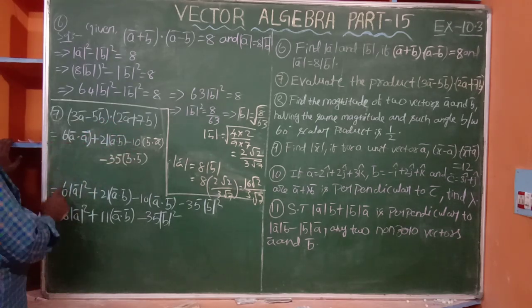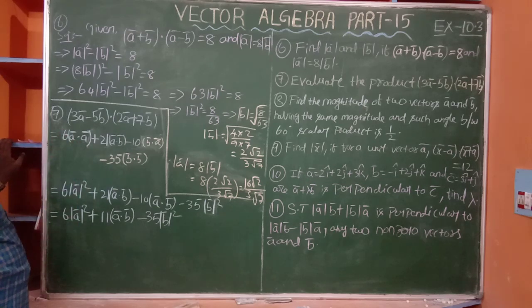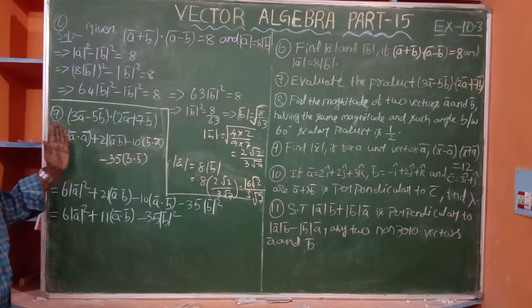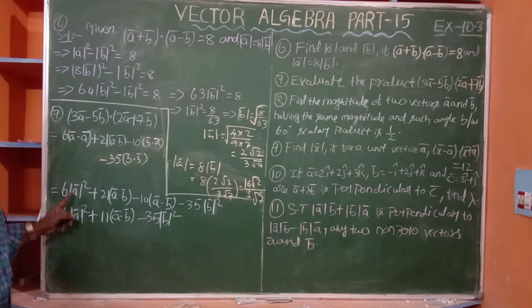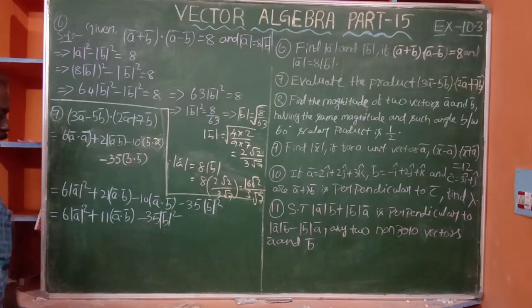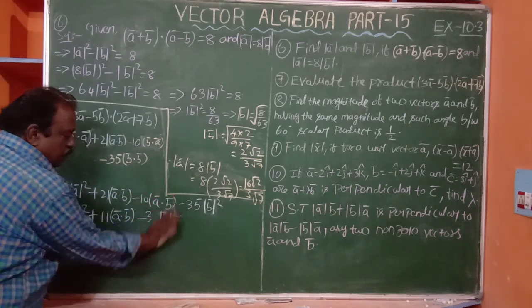This is 6, a bar dot a bar, which is modulus of a bar square. A bar dot a bar is a property given in the properties of scalar product. A dot A, the dot product of a vector with itself, is the square of its magnitude. Here also B dot B means modulus of B bar square. It is 5 only.